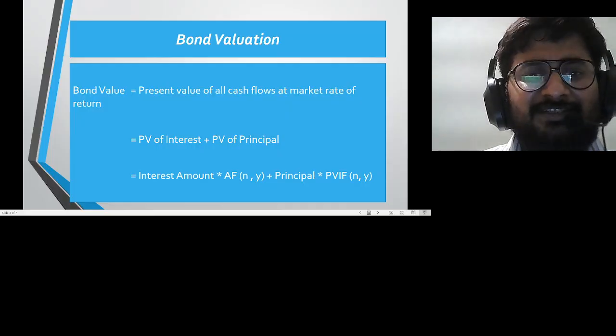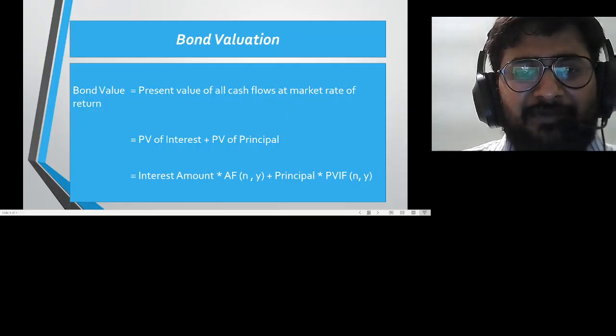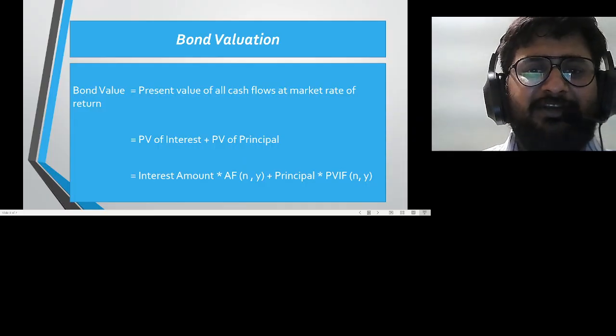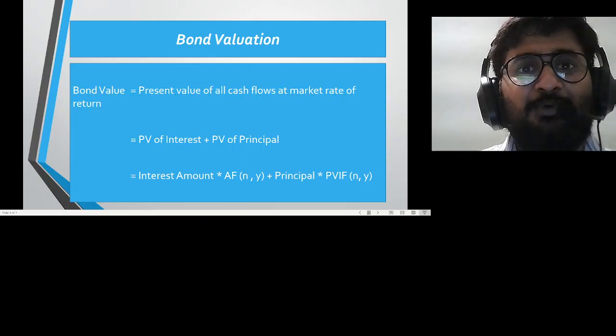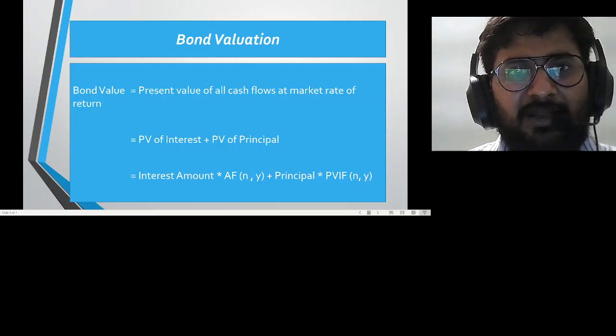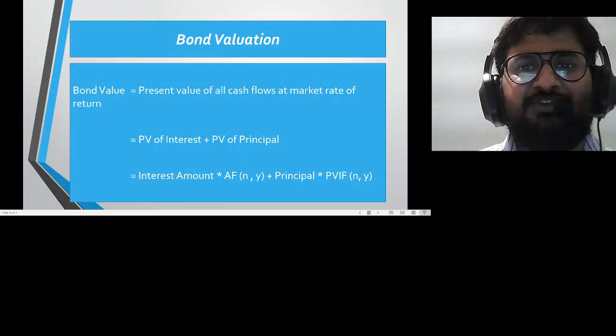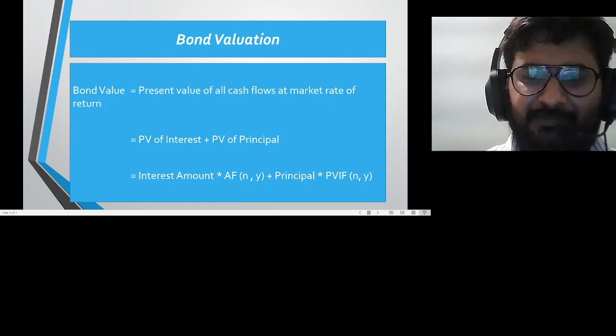So see, interest amount into annuity factor bracket n, that is rate of interest, comma number of terms or years, plus principal into discounting factor PVIF bracket n, that is rate of interest, comma number of years.